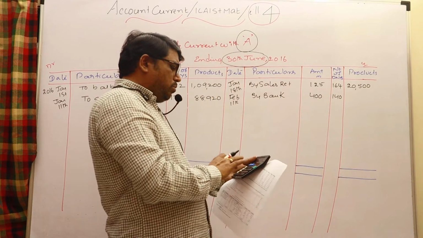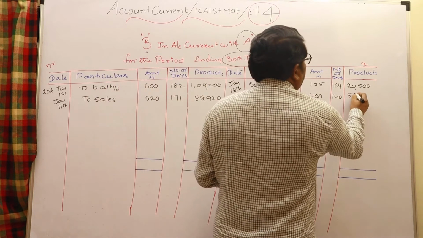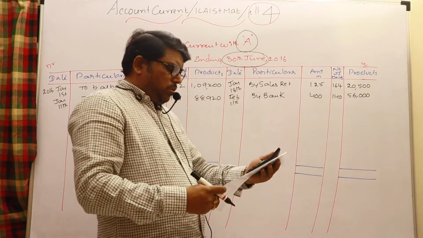140 into 400 to get the product 56,000. The product is 56,000. Go to the next one.